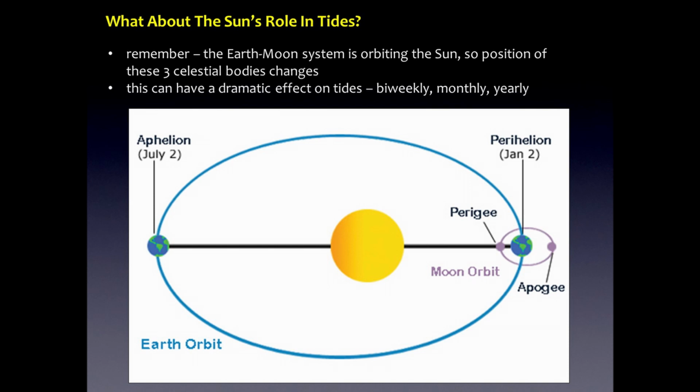One of the things that can occur is that when the Earth is closest to the sun, at what's called perihelion, tidal ranges can be enhanced, and then other times when the Earth is furthest from the sun, tidal ranges will be reduced. It doesn't mean that they go down to nothing, but they might be lower than they are on average.